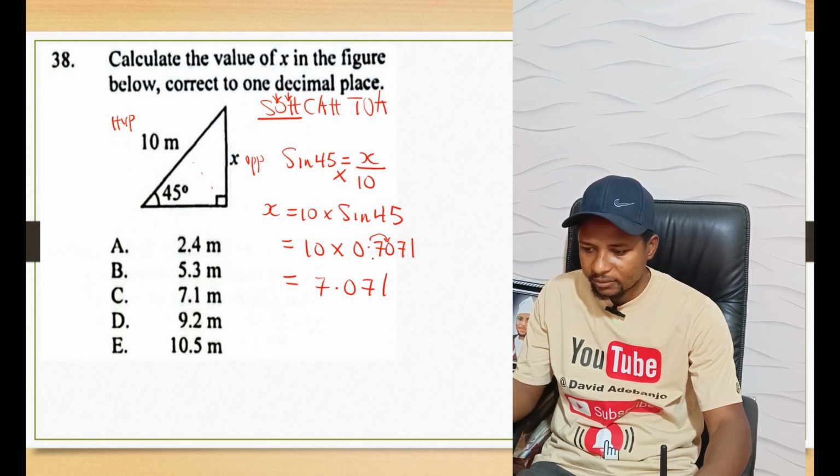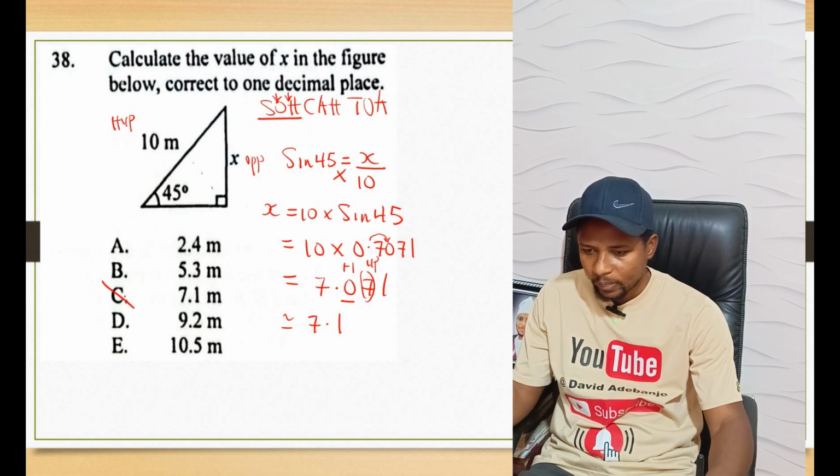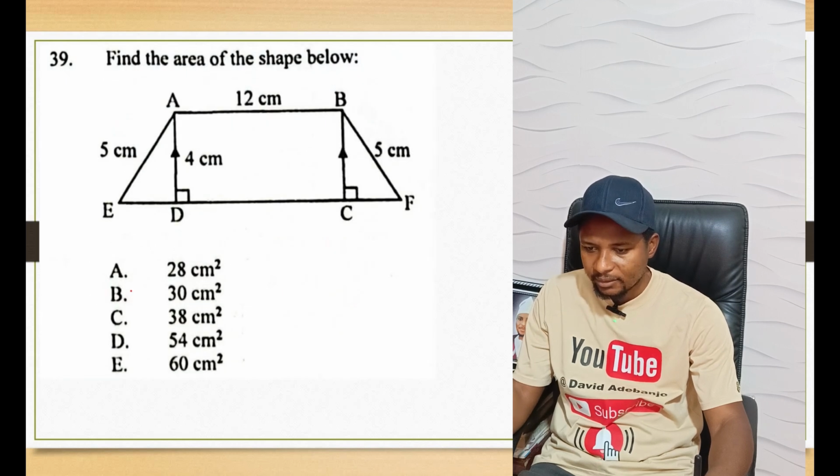It's our special angle. And then maybe in the next video, I will teach you how to leave all your special angles in terms of what? Root form. So this is your answer, but they said 1 dp. So this is where you're stopping. So you have to round this one up. That's plus 1. So your answer is 7.1. And that is C.